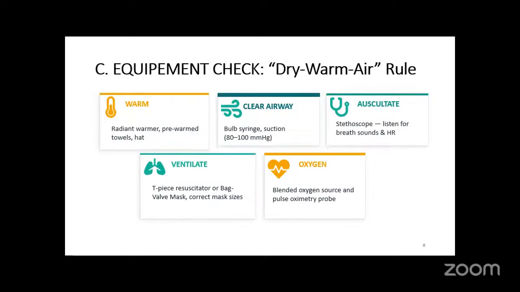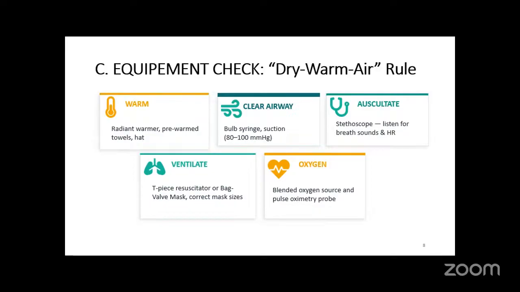Our equipment check. How do we check our equipment? Because you know, even in anesthesia, when we are opening our theater, we have a checklist. It's the same for delivery. We equally have checklists in delivery. And here, the acronym we use, or the rule we use, is the dry warm air rule. That is to check for things to warm the baby up.